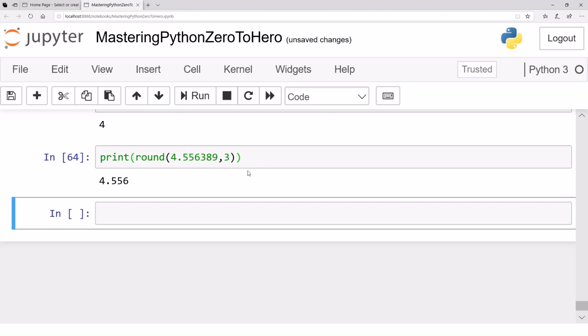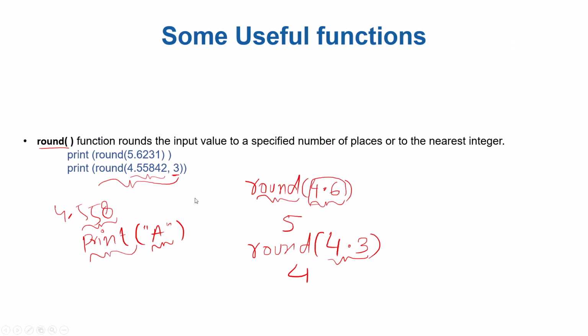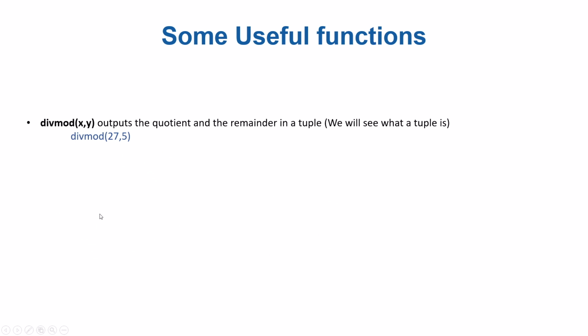Yeah, so that's the round function basically. Another function is divmod. Divmod function basically divides and returns quotient and remainder. So in the next video, we will be seeing this divmod in detail, how it actually works and how it is useful. So in this particular video, we saw the round function. In the next video, we will see divmod, and there are a couple of more functions that we will see in the upcoming videos. So hope to see you in the next video.